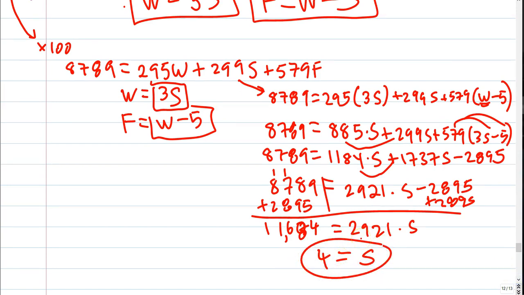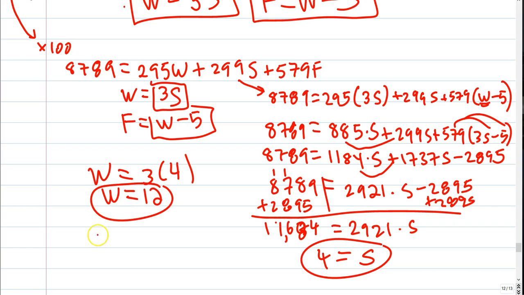That is all the hard work. Not that we're done, but that's all the hard work, because now that I have this S, I can plug it back into the original equations. What is W worth? Well, 3 times S. What is W worth? 12. What is F worth? W minus 5. 12 minus 5.